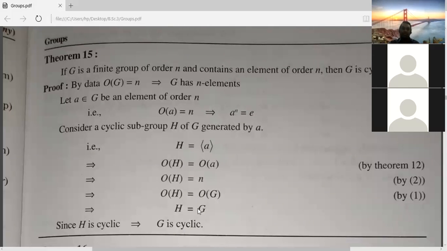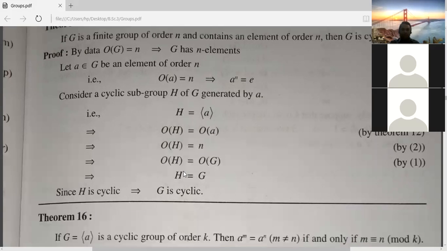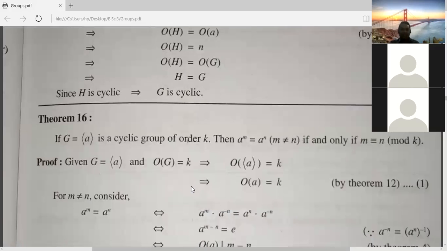Now H is equal to G, you can write. Because n is equal to order of G you are writing here, therefore order of H is equal to order of G. Now if you remove the order sign, okay, now if you remove it here you get H is equal to G, G is cyclic, okay.